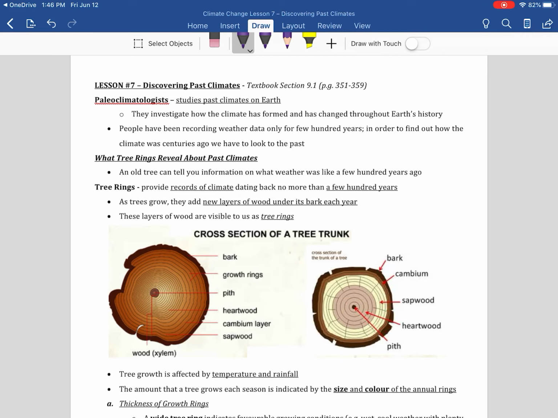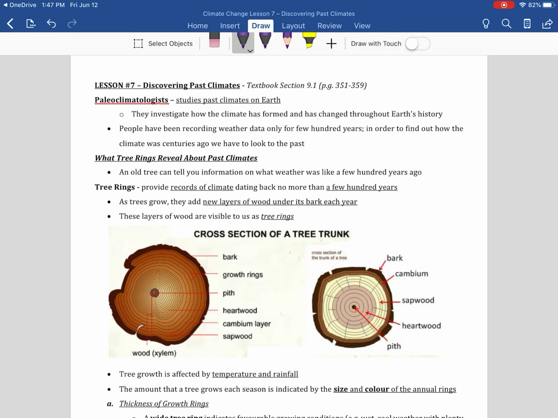We're going to be talking about discovering past climates, and the reason we look towards the past is to see if there is any significant change and if in fact the climate change we see now has been seen before, because as in everything, we learn from the past.